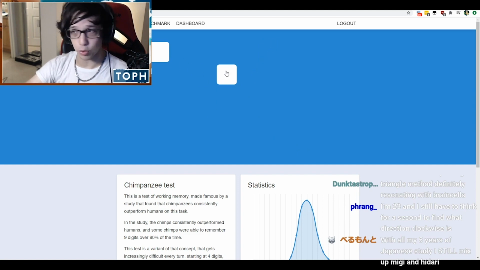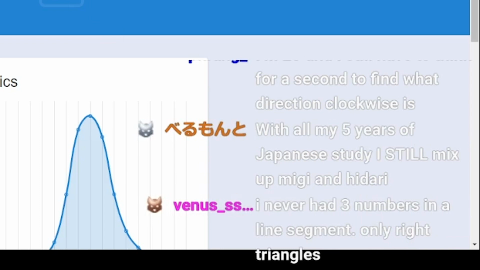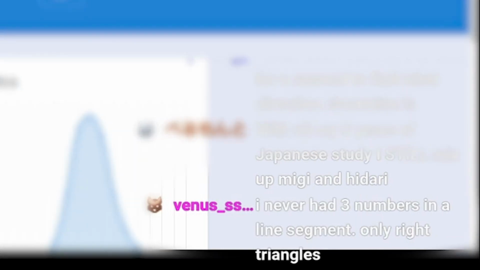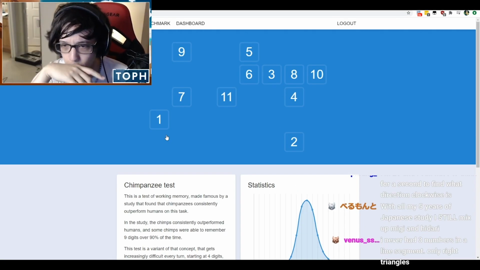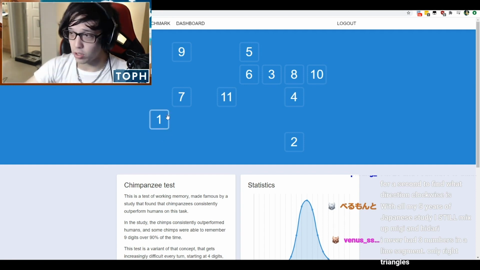Oh god, which one was 10 and which one was 11? Fuck! I never had three numbers in a line segment. Wait, what are you talking about? I had three numbers in a line segment, only right triangles. Right triangles? I mean right triangles, like one, two, three, this isn't a right triangle. How is this a right triangle? You can't form a right triangle out of these.